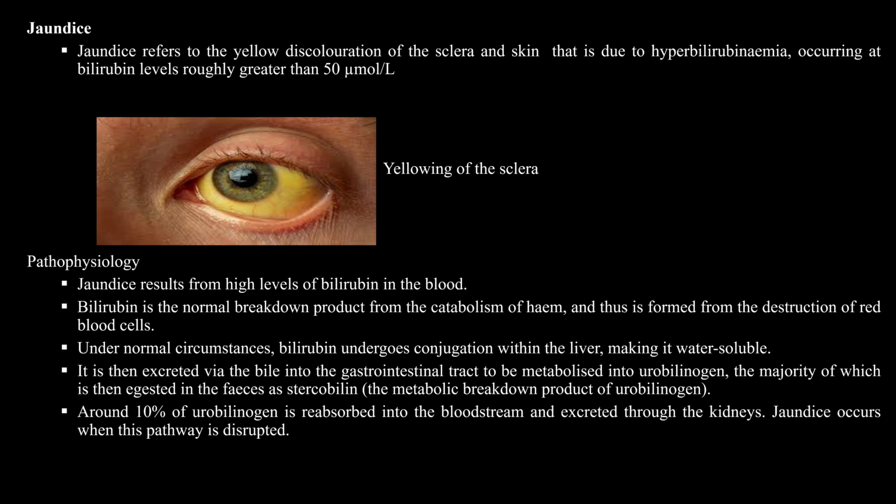Bilirubin normally is produced by the catabolism of heme, from the breakdown of old red blood cells. The bilirubin is conjugated in the liver, making it water soluble, and then goes through gastrointestinal metabolism to urobilinogen, the majority of which is excreted. Excess bilirubin goes into the kidney. Jaundice occurs when this pathway is disrupted.